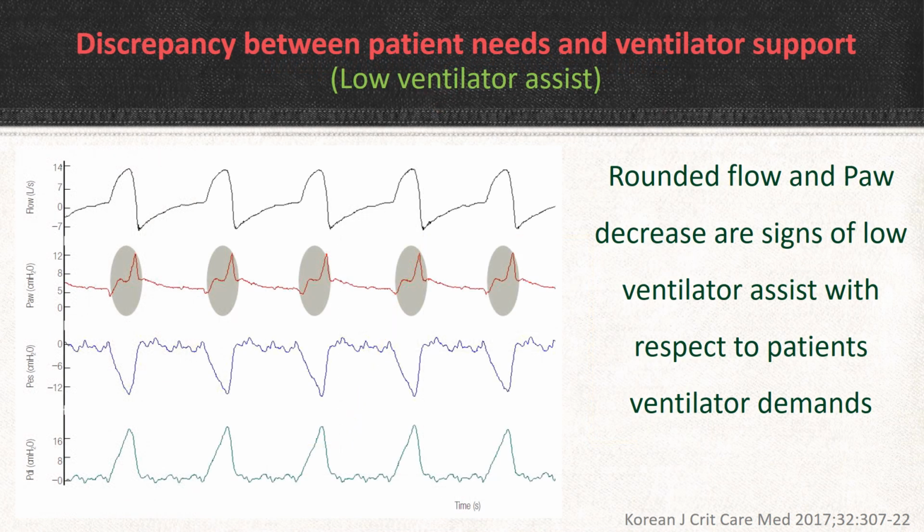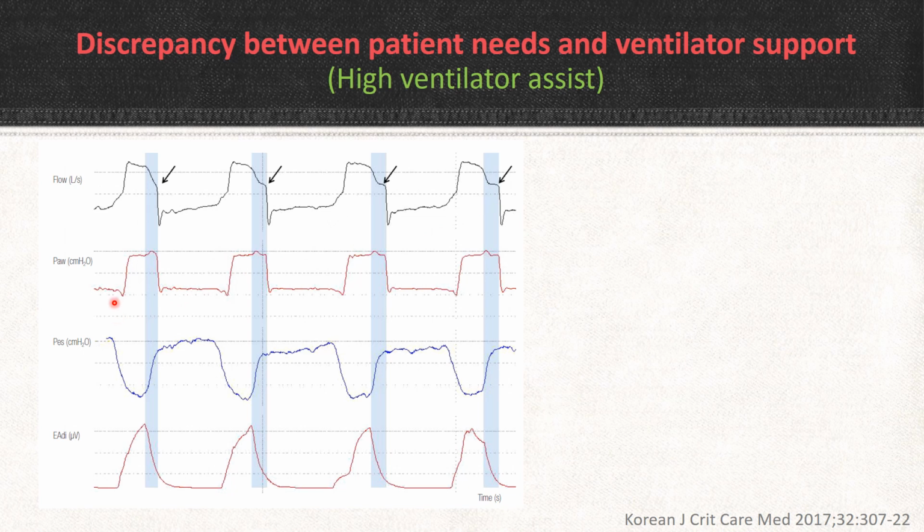This is low ventilator assist and this is high ventilator assist. If pressure support is too high, then this type of flow waveform may be visible, with a sharp downward slope at the end of inspiration.